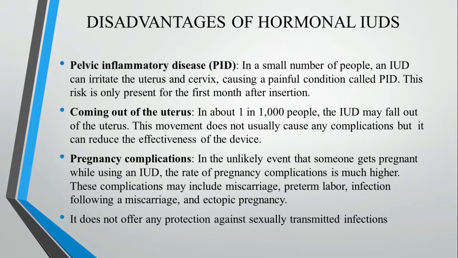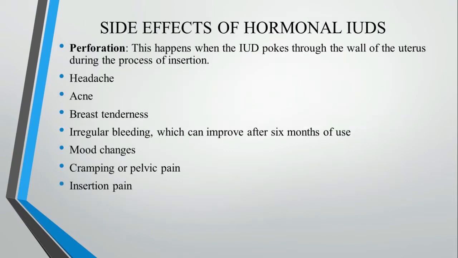Also, in some very few cases, the IUD may come out, and it may also cause pregnancy complications. It does not offer any protection against sexually transmitted infections. Some side effects of the hormonal IUDs include acne, headaches, anxiety, breast tenderness, irregular bleeding, mood swings, cramping or pelvic pain. Insertion pain may also occur.